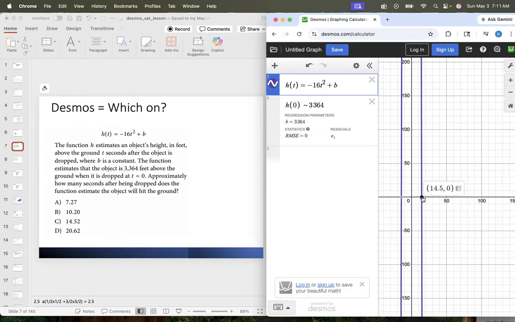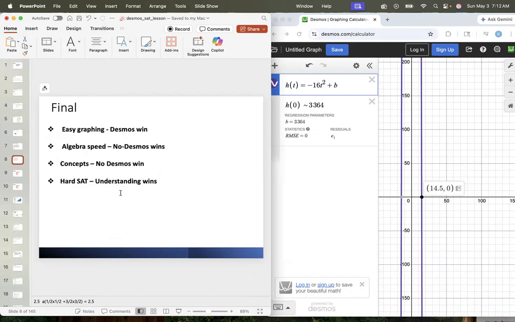But this is what they're asking you. You've got to interpret the question in that form. The T0 is what? The height where you have this. And this is the way you can apply your knowledge. You can check your answers, but you cannot just walk your way through without knowing what to do with the question. Therefore, easy graph, who wins? Desmos. Algebra speed, who wins? Desmos wins. Concept, hey, no, Desmos doesn't win. You've got to know the concept to tell Desmos what to do. It cannot read the question for you.